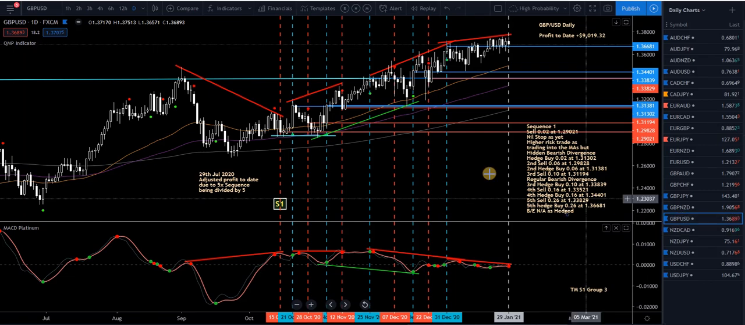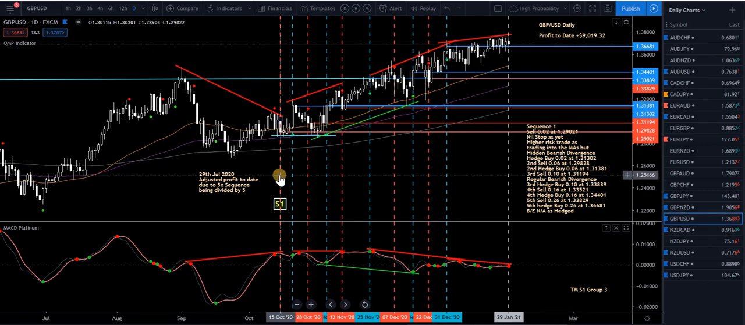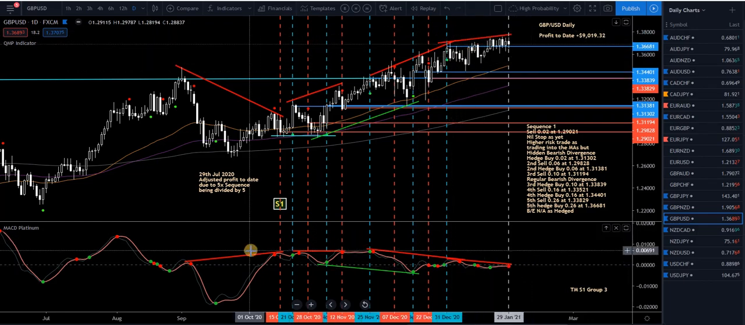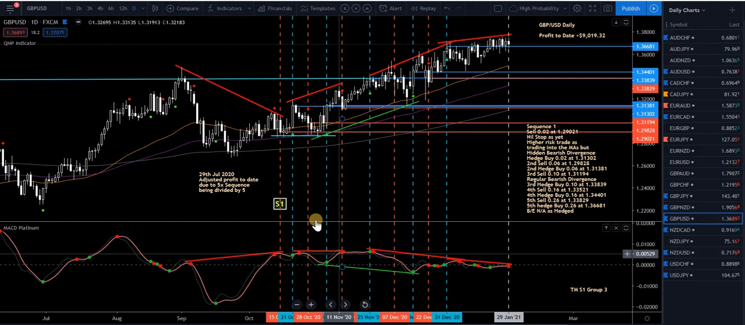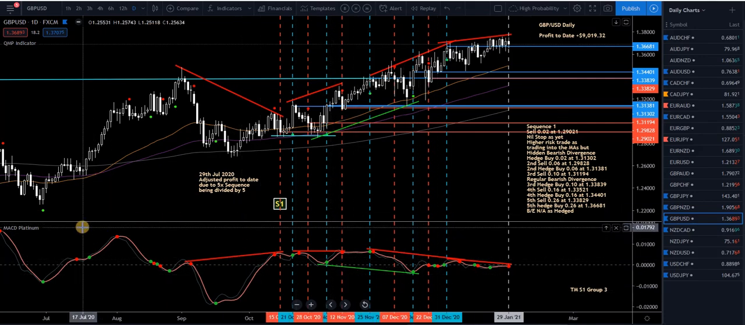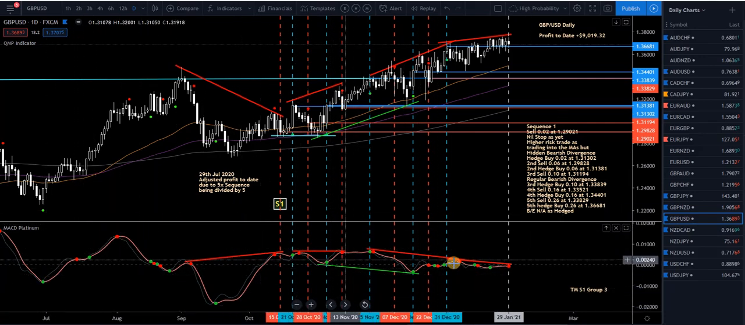Just to show you, Pound USD, this is a current sequence that I probably missed the opportunity to get out of at break even early on. Now I'm paying for it. Again, this thing's been grinding up, as you can see, but the MACD hasn't really been going anywhere. It's a very flat and ugly MACD compared to what it normally does.